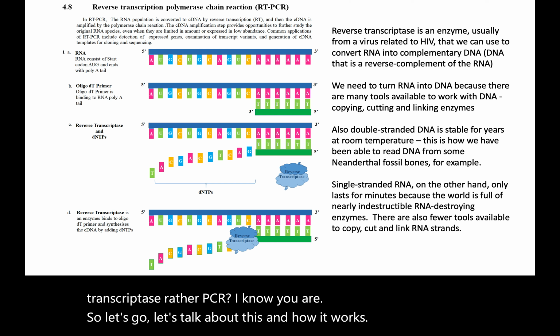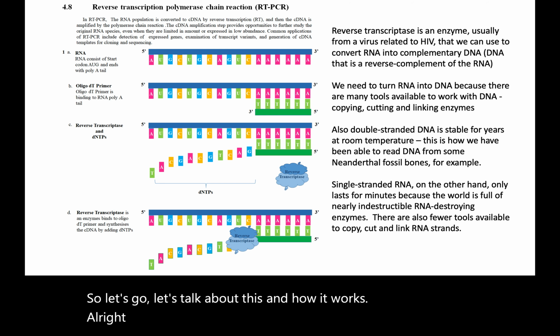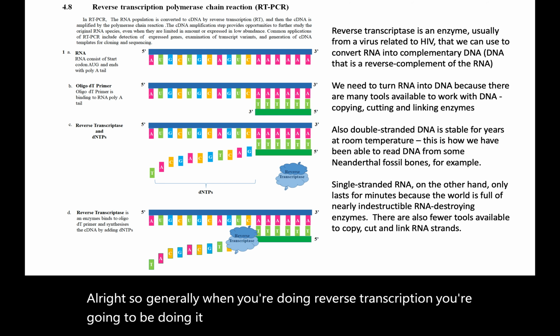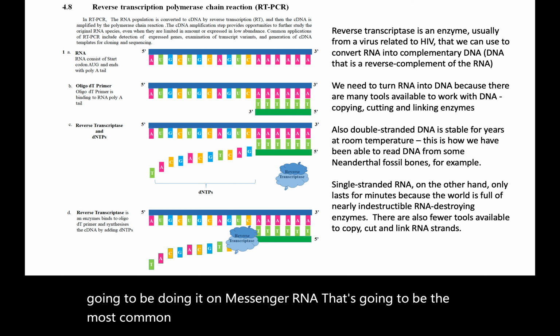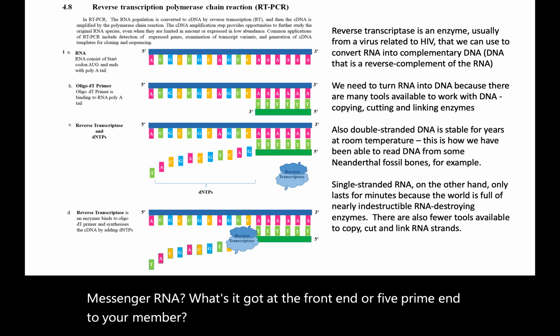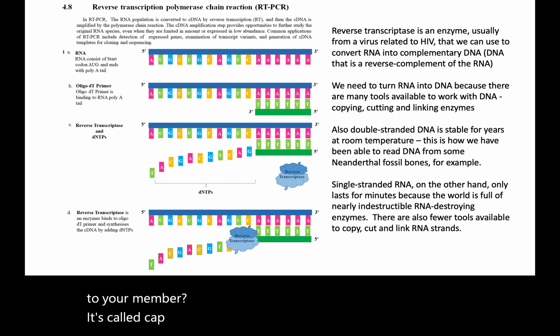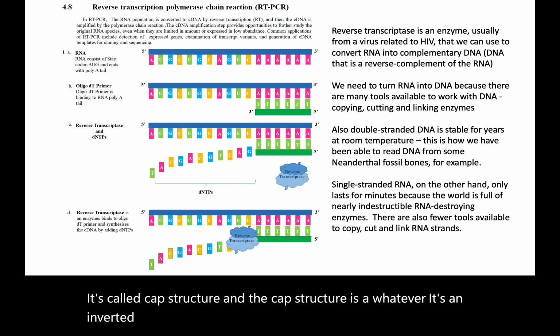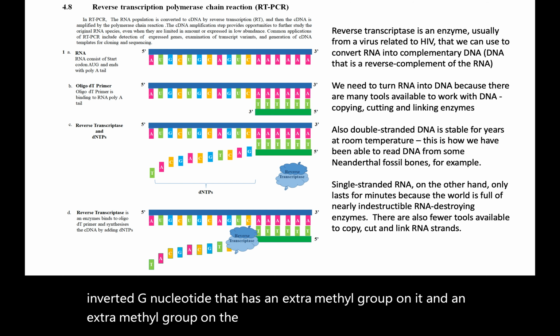All right, so generally when you're doing reverse transcription, you're going to be doing it on messenger RNA. That's going to be the most common application. And what do we know about messenger RNA? What's it got at the front end, or 5' end? Do you remember? It's called a cap structure. A cap structure is an inverted G nucleotide that has an extra methyl group on it and an extra methyl group on the next nucleotide. That's what a cap looks like.